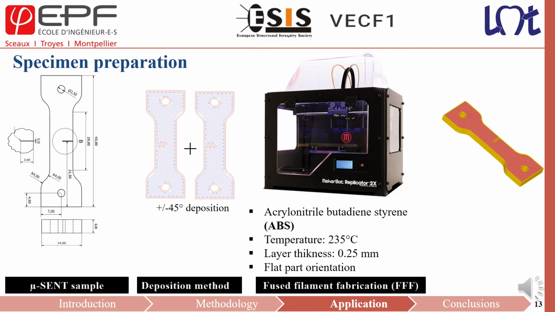The specimen was printed by adding molten layers of ABS using a MakerBot Replicator 2X. The sample was printed as a solid part in flat part orientation and in a plus and minus 45 degrees configuration.